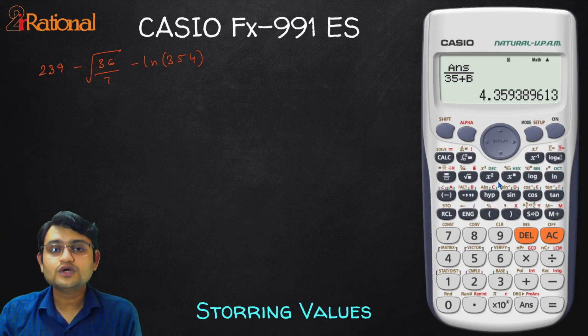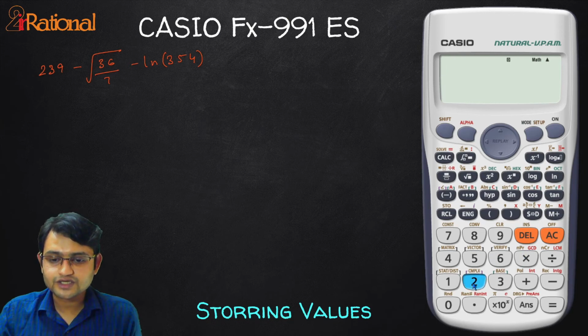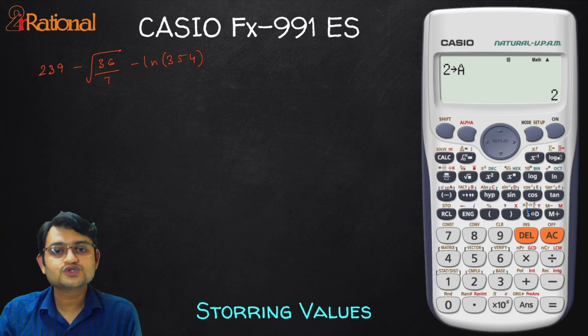Now if I want to clear this, first of all I can store another value directly. I can say 2 shift store A. Now 2 has been stored in A, and my A will now have value 2. One way is this particular way.